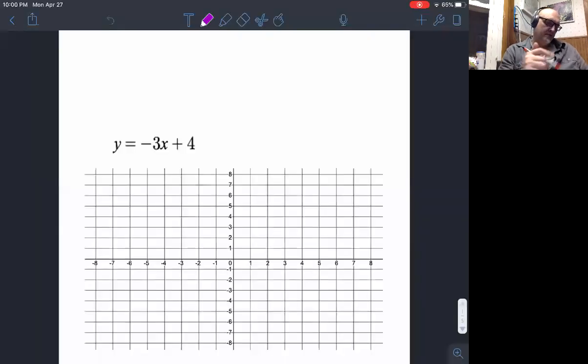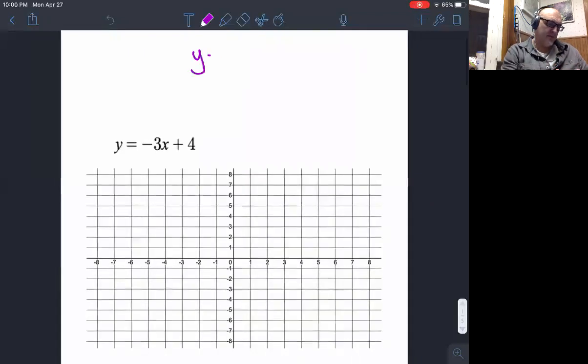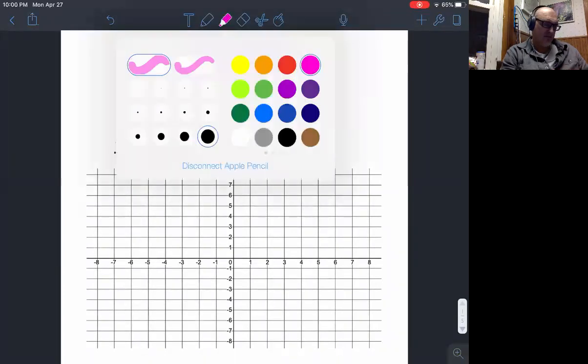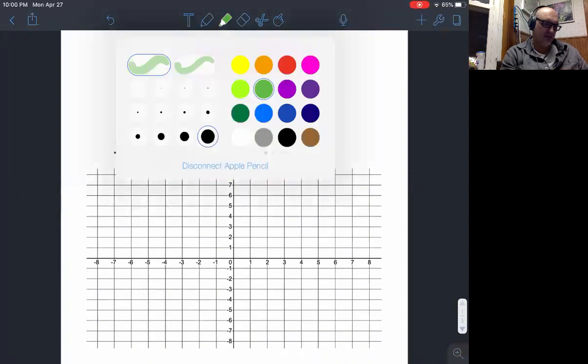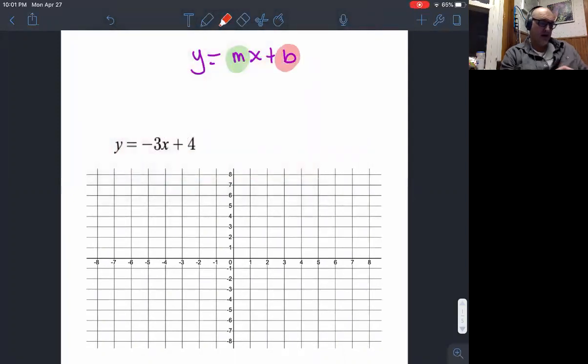So if you remember, the form is y equals mx plus b. M stands for the slope, and b stands for the y-intercept. In this particular graph, we can see that the y-intercept is positive 4, and the slope is negative 3.